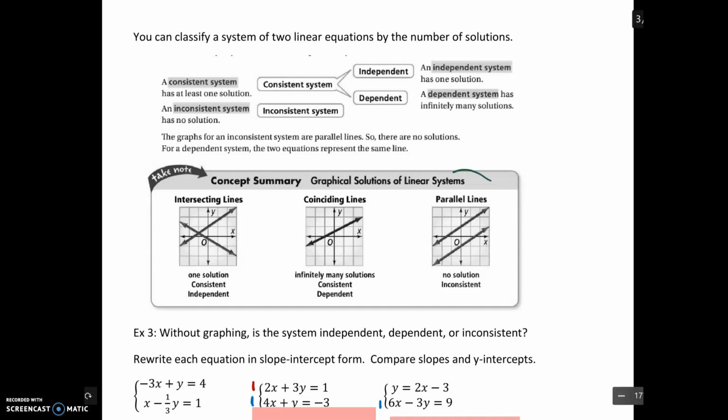Or I could also be dealing with a third situation where the lines are parallel, and since they have no intersection, they're not going to cross over each other, there would be no solution, and we would just call that an inconsistent system. So it's just going to be 3 terms we have to remember. Independent if they cross each other at one spot, dependent if they're graphing the same line twice, so infinitely many solutions, and then inconsistent if they're parallel and they don't actually have any solutions because there's no point of intersection.